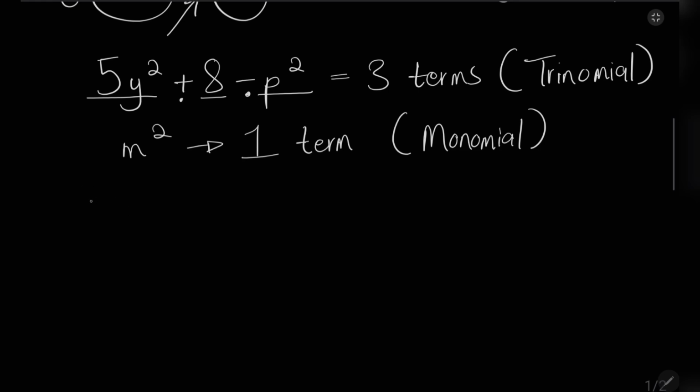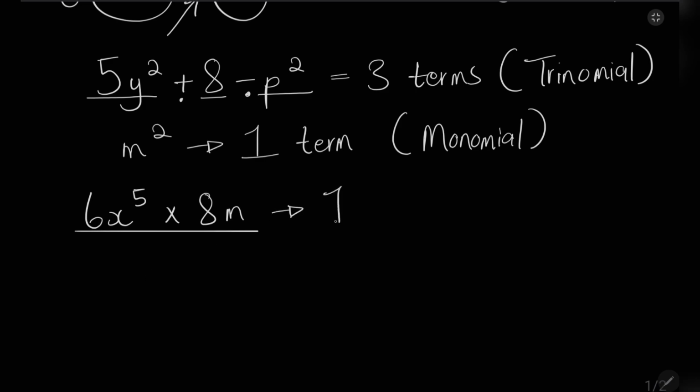What about 6x to the power 5 times 8m? How many terms do you have? We don't have a plus or minus sign. Therefore, it's one term. These two things, you have 6x to the power 5 times 8m, right? They're not separated by the plus or minus sign. So we can't really say that it's 2 terms.